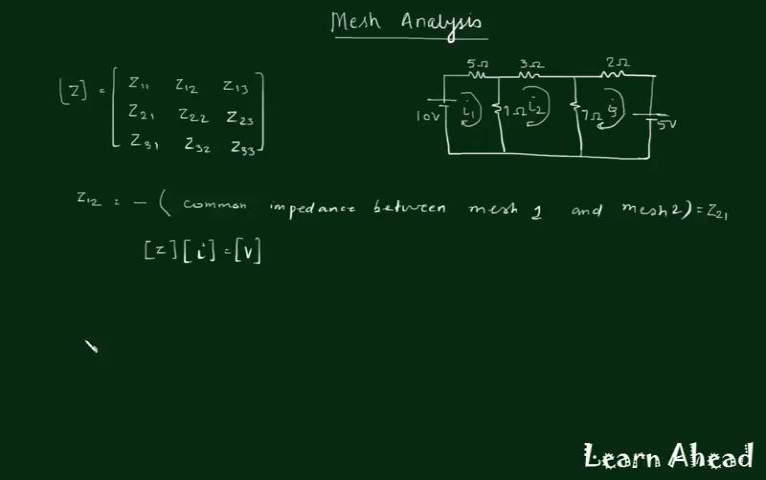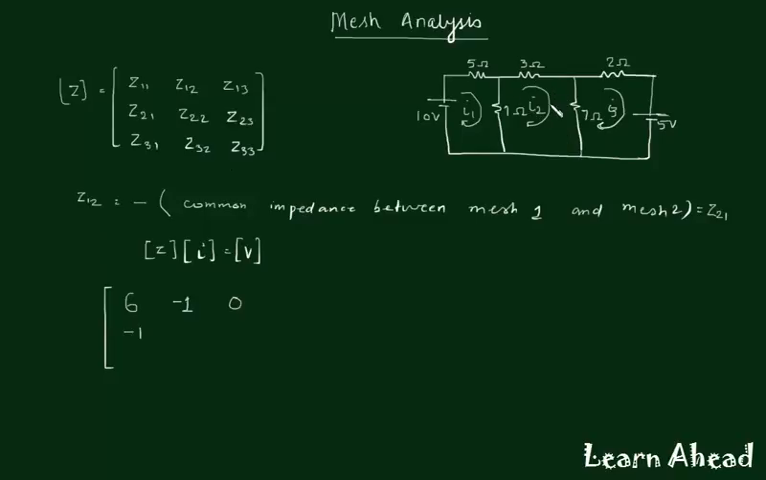To illustrate this, let's solve this circuit. For this circuit, Z's first element Z11, that is the impedance of mesh 1, is 5 plus 1. So the first element will be 6. Z12, the impedance common between them, is 1, and we have to write it with a negative sign. So this will be minus 1. Z13, the impedance common between mesh 1 and mesh 3, is 0. Z31 will be equal to this.